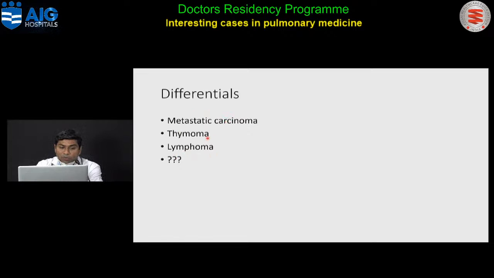So, these were the differentials considered. You know that generally infections do not cause infiltration of the vascular structures. If a vascular structure or the surrounding structures are being infiltrated by pathology, generally it goes in favor of a malignancy. So, that was the reason why we thought this patient was having a metastatic carcinoma, and the second possibility we considered is thymoma. The reason being, it's an anterior mediastinal mass lesion, and one more possibility which we considered was lymphoma.